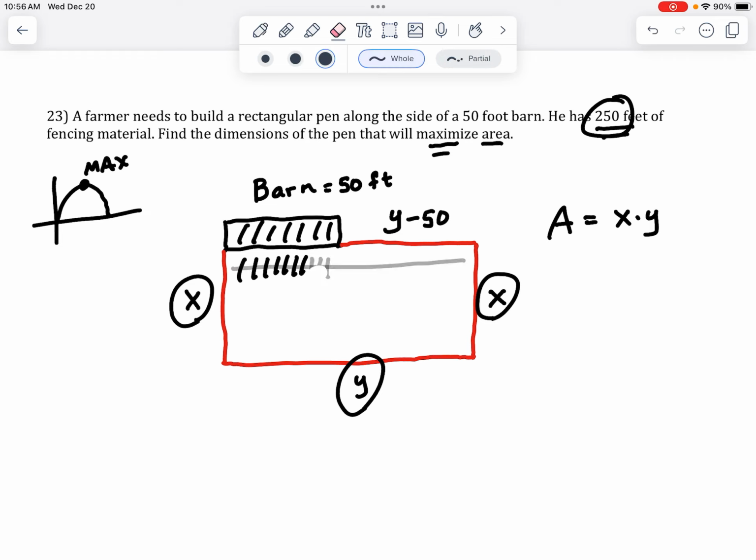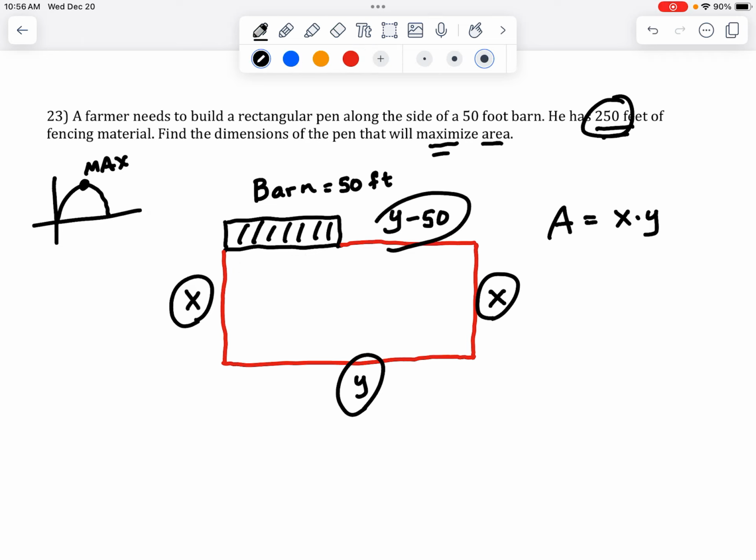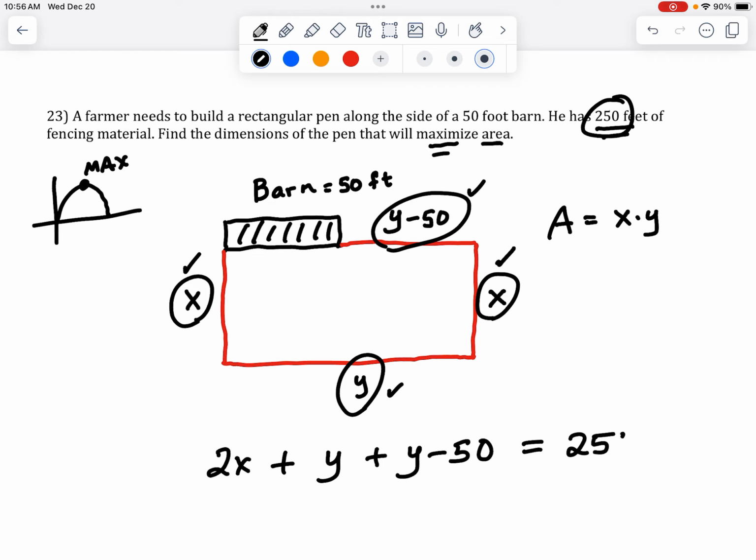All right. Now, when you add up all four sides, that has to equal 250. So there's an x plus an x, so that's 2x, plus the y at the bottom, plus the y minus 50 at the top, and all of that has to equal 250 feet of fencing. I can then use this to find out what y equals, and when I do, I'll substitute it into that function for the y.